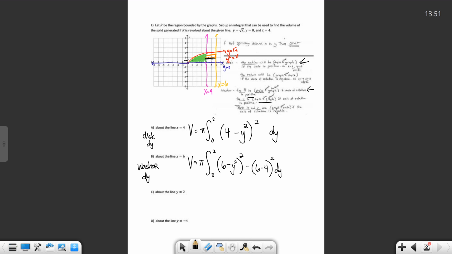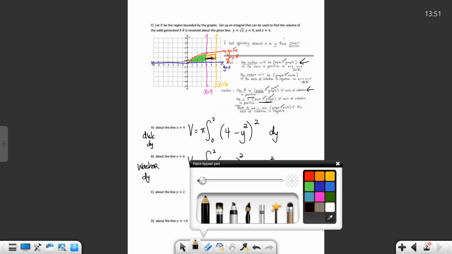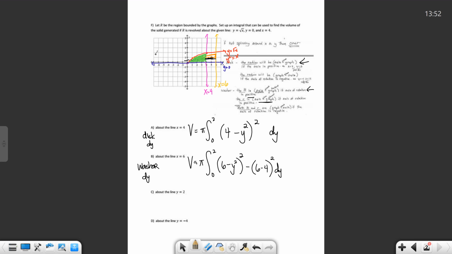Alright, so about the line y equals 2. I don't even have it drawn in here. Let's do that. Let's do gray. So here is the line y equals 2. If you want to spin about that, clearly you are not solid to the axis of rotation. So again, that's a washer. But this time we draw our slice this way because we have to draw it perpendicular to that.